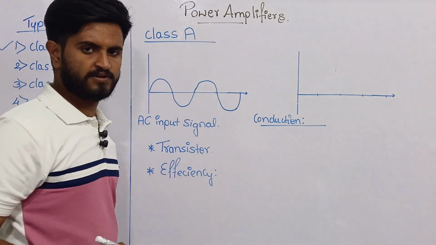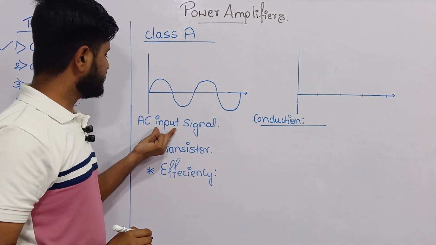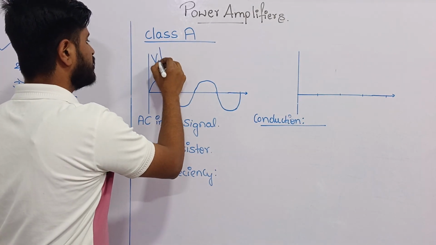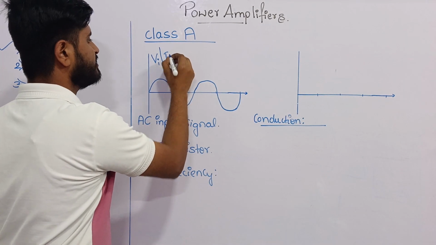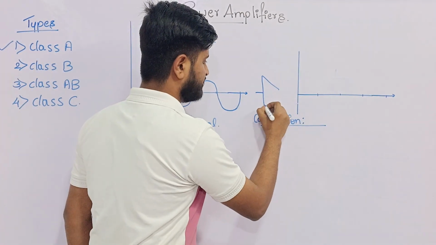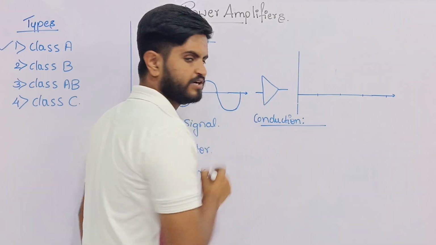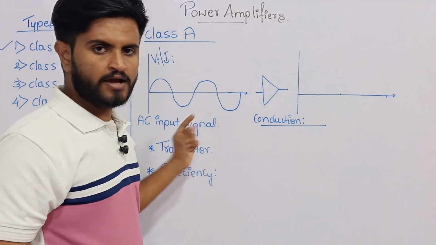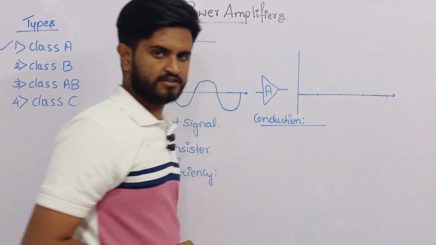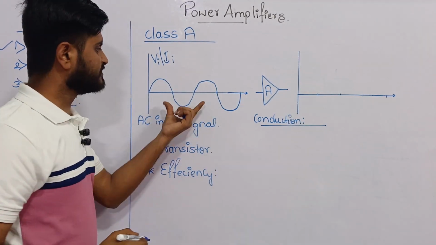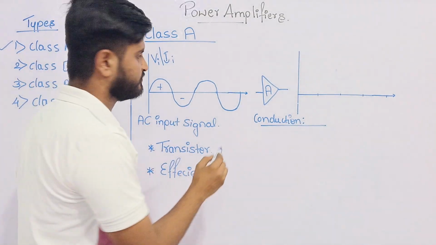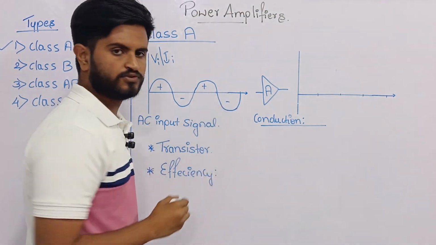Class A power amplifiers. Let us take the AC input signal, whether it be a voltage input or a current input. And in the middle we will be using the amplifier to amplify the amplitude. So this is the class A amplifier that I am using. What this class A amplifier will do is, here I have positive half cycle, negative half cycle, positive half cycle, negative half cycle.